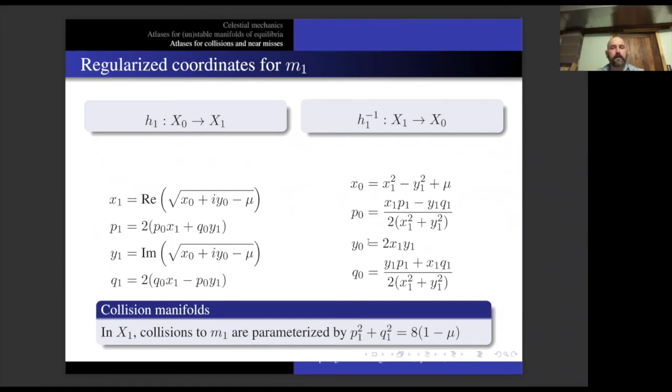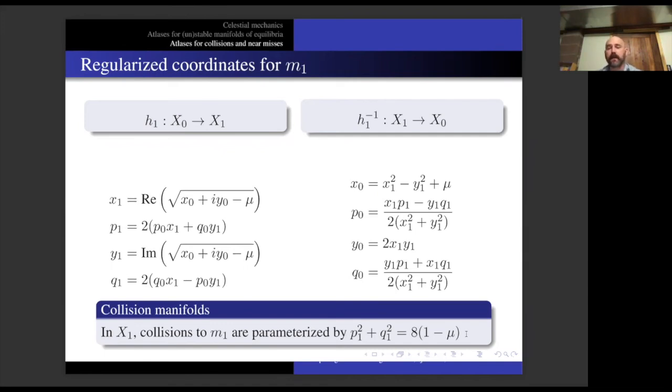And the other thing to focus on is the collisions now. So the collision set C, what I had in the other slide, what does that look like after I've done this coordinate transformation? It turns out this is actually just parameterized by this circle. So over here in the regularized coordinates, I have this circle. Here's the formula for it. And what I want to focus on is that that's a nice manifold in the regularized coordinates, and it's flow transverse.